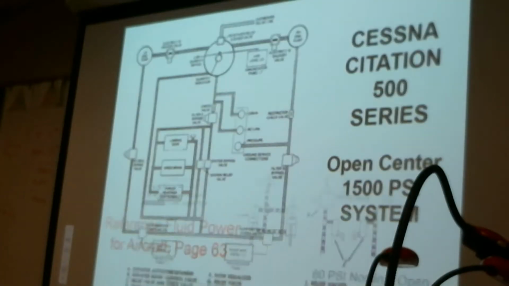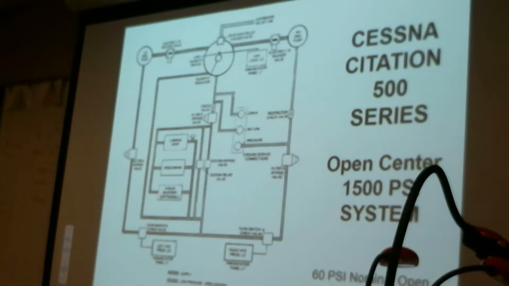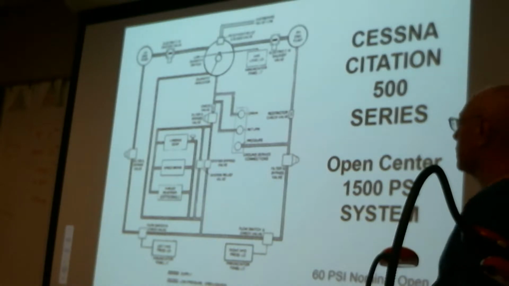To kind of show you, let me go to this picture. The original Cessna Citation, the 500 series Cessna, used a modified open center hydraulic system. But if you look at what they did in the particular hydraulic circuit, they've got very few components in it. What did they use for components?